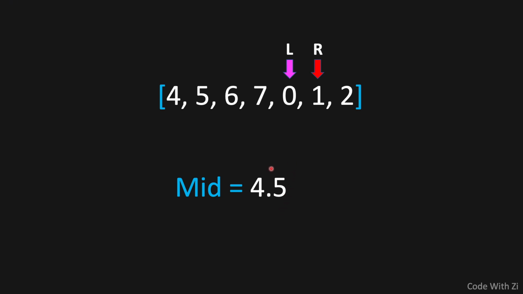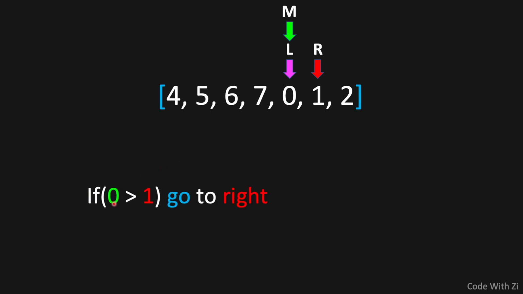We don't want this decimal here, so we're just going to ignore the decimals, and we're just going to keep 4. Now middle is equal to 4. So middle should point to the number with the index of 4, and that's going to be 0 over here. And then again, we're just going to ask our simple questions. We're going to say if 0, which is the number that middle is pointing to, is greater than 1, which is the number the right is pointing to, do the following. Well, 0 is not greater than 1, so we're going to fall inside the else.